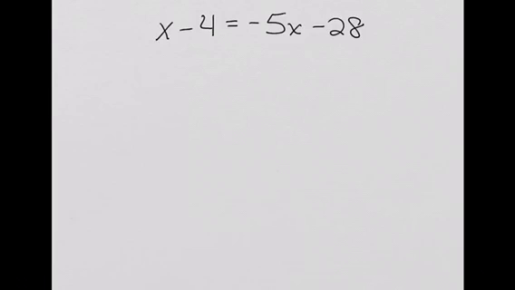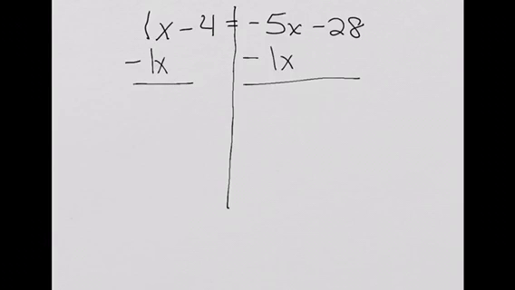Now this time, I'm just going to, for fun, move things to the right-hand side so that you can just see what it looks like when that happens. I've got an x on the left, and I want to move it to the right. So how do I get rid of this x on the left? Well, it's really 1x, so I'll take away 1x from both sides. In this case, I'll get negative 4 equals negative 6x minus 28.